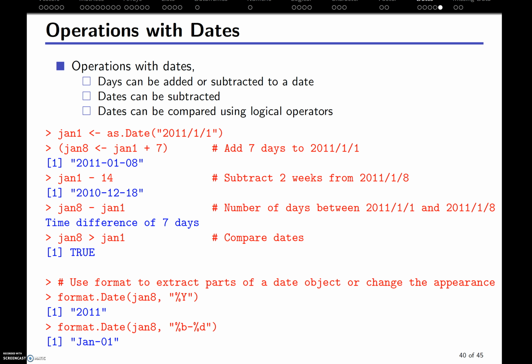Let me make sure that's right. Yeah, January 1st of 2011 here. Then we could add 7 days to January 1st. So we have all of these ways we can use that date. We can also extract parts. So if we just need the year, if we just need the month or whatever, we can extract that out of a date object as well.